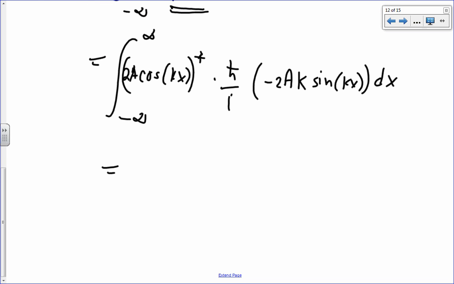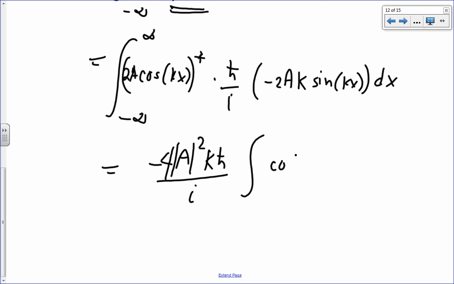Factor out all the constants you have. What do you have? Negative 4 absolute value of A squared k h bar over i, right? Factoring out all the constants. Cosine kx star, and cosine of a real number is also a real number, so I don't have to put a star. So cosine kx sine kx dx from negative infinity to infinity.